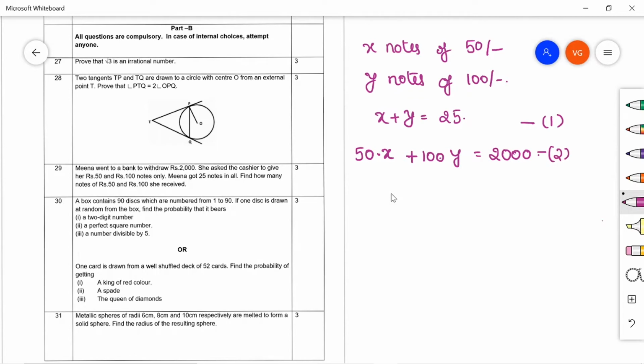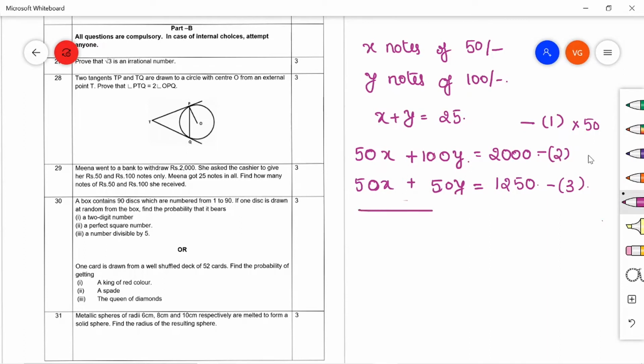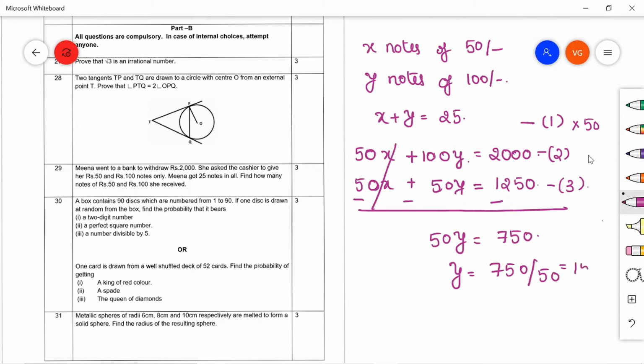Trying to solve, let us multiply the first equation by 50. Then I will get 50x plus 50y is equal to 25 into 50, which is 1250. So let us call this equation 3. Try to solve these two equations. So I'll just subtract, and x will get cancelled. 100y minus 50y is 50y, is equal to 2000 minus 1250. This gives me 750. So y is equal to 750 divided by 50, that is equal to 15.